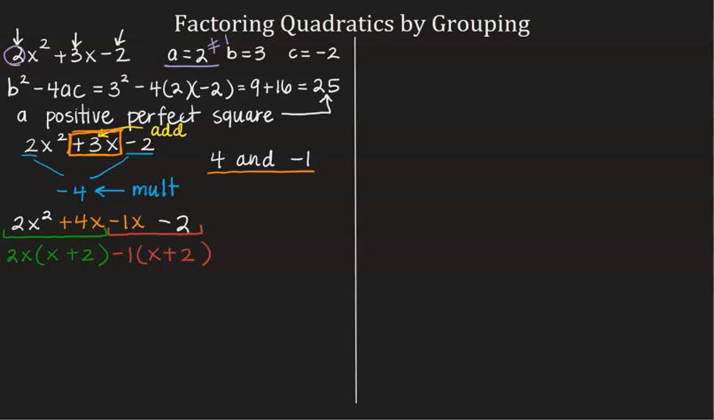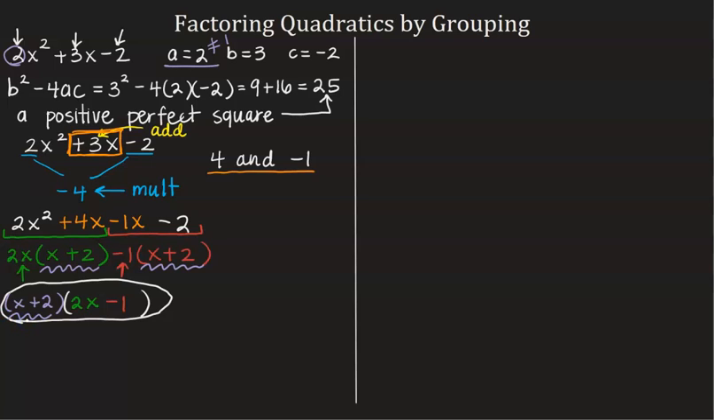Now both of these terms in green and red have this x plus 2. So I'm going to factor that x plus 2 out. The green term left us with a 2x right there, and the red term left us with a negative 1. And so now we have factored this quadratic by grouping.